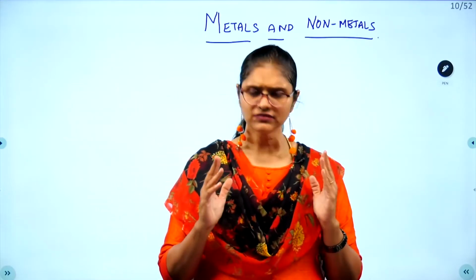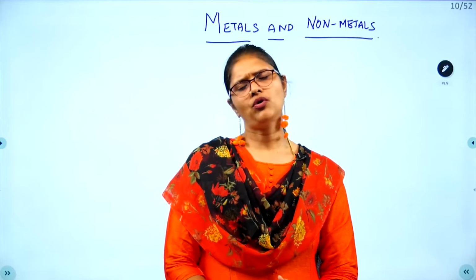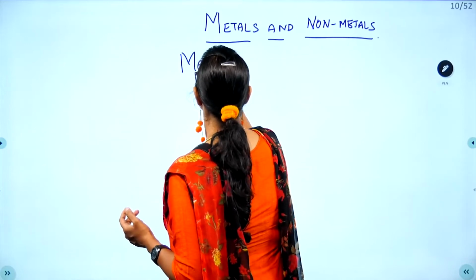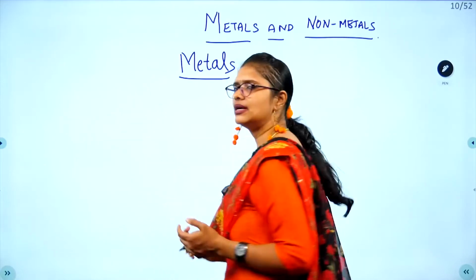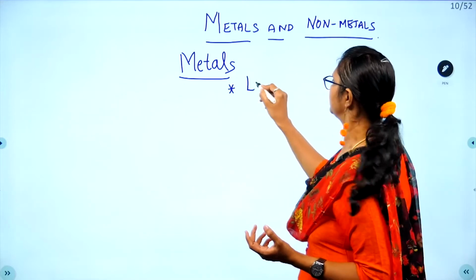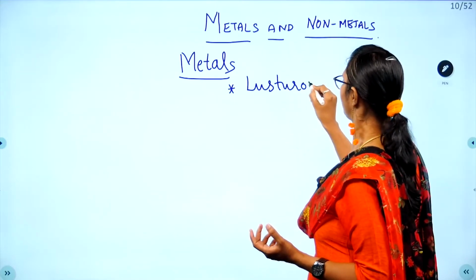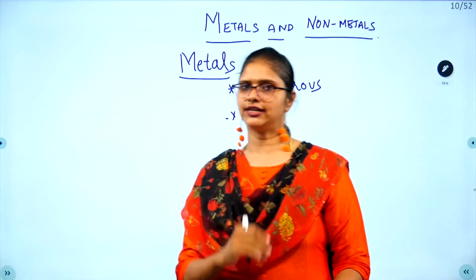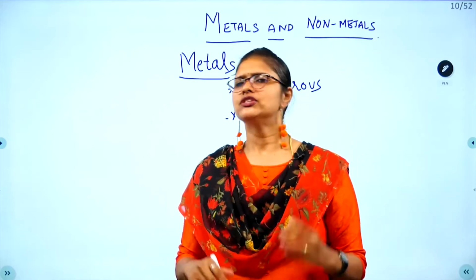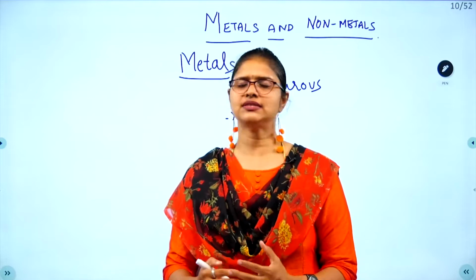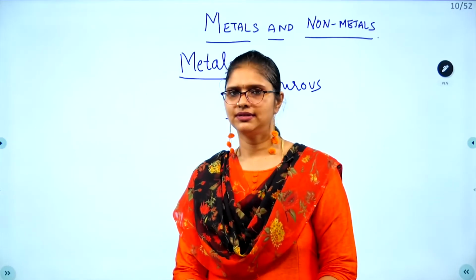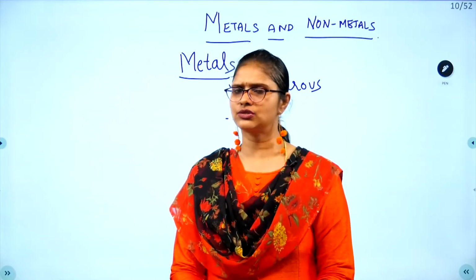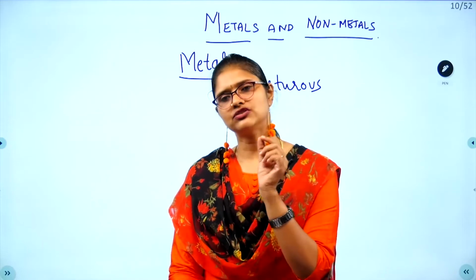Okay, so metal. So what do you know about the metal? First let us see metals. Metals are lustrous, right? Then what else you know about the metal? They are good conductors of heat and electricity. So at home if you see the cooking utensils, they are metals. Am I right? So when we keep it on a gas stove, it gets heated up and the food gets cooked faster, right? So metals are good conductors of heat.